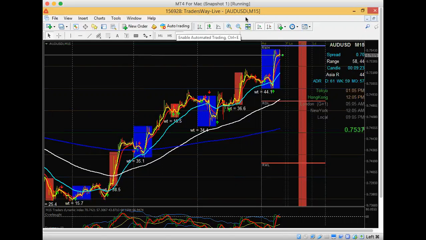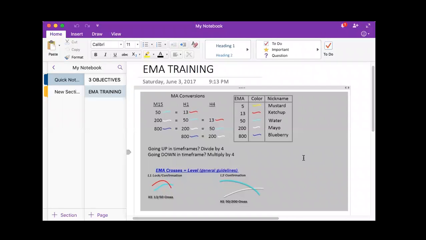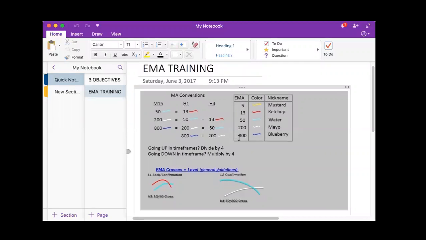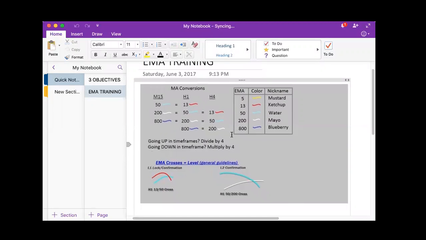All right. So let me go ahead and go into the crosses. We're going to talk about the crosses. And I'm not going to spend too much time on the conversion because, again, the conversion is just there as guidance to let you know that as you go up to different time frames, your EMAs are going to convert over to different EMAs. There are two main crosses that we're going to be talking about tonight, and that you're going to be learning in the course of this first month.